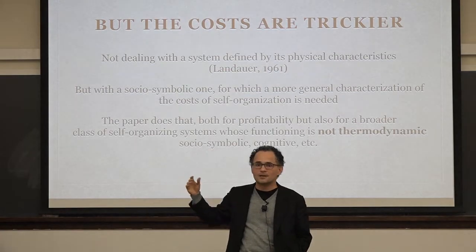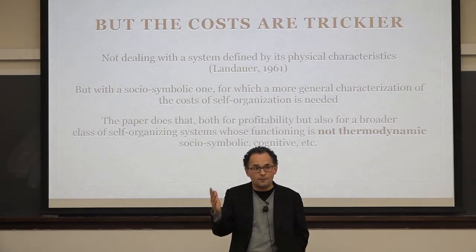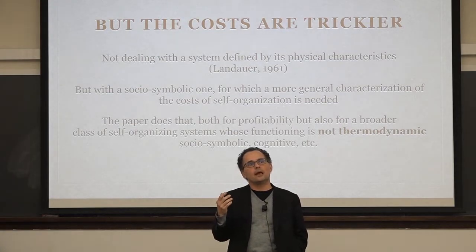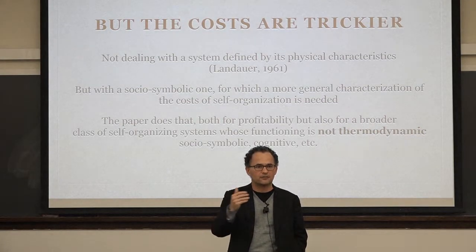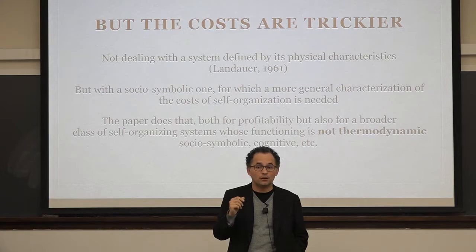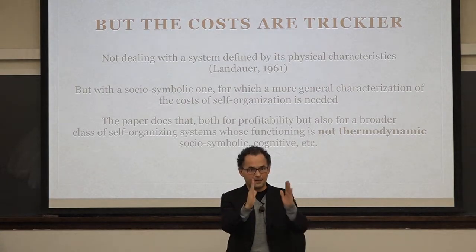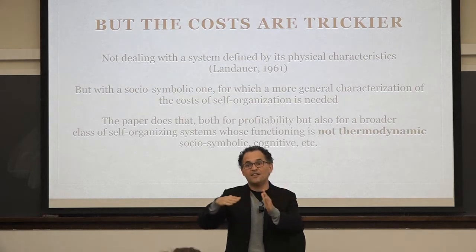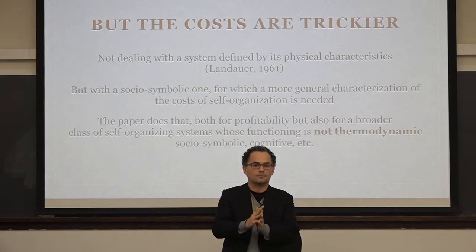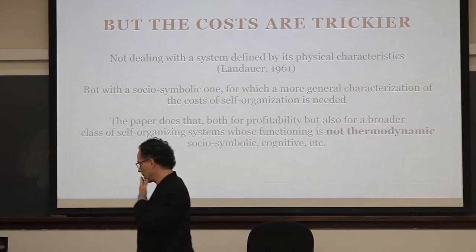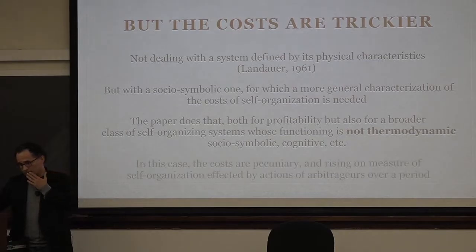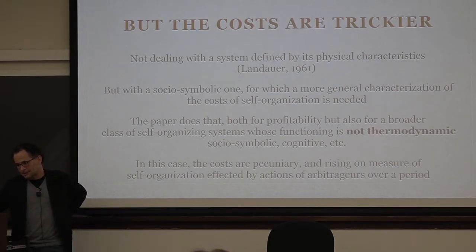So the paper offers a fairly simple but new argument that leads us to the conclusion that so long as self-organization is being performed by a large number of individual interventions, we can expect a positive relationship between the amount of self-organization that takes place in any given period of time and the costs that arbitrageurs face as they attempt to pursue their actions. And I'll show that formally in about 10 minutes. And there's broader applicability of this.